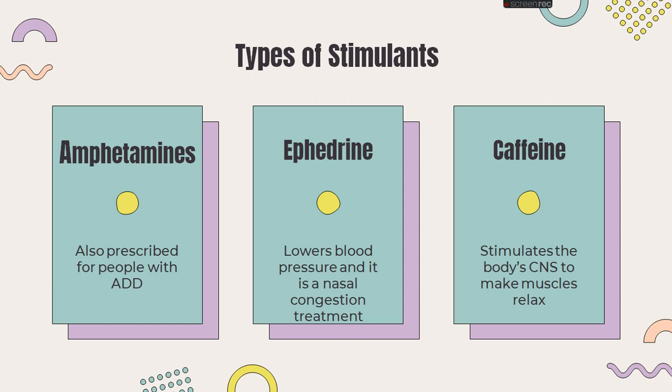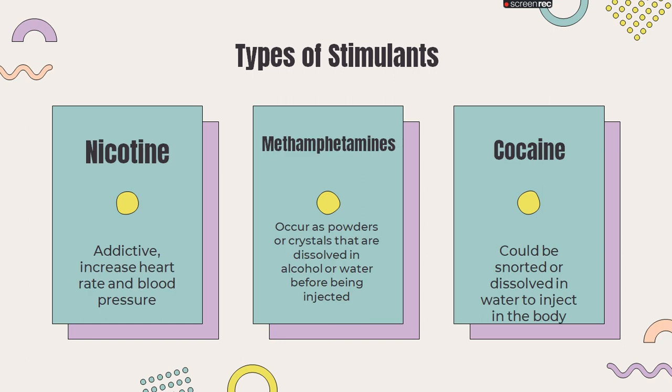We have different types of stimulants. We have amphetamines, ephedrine, and caffeine. Amphetamines are also prescribed for people with ADD. Ephedrine lowers blood pressure and is a nasal congestion treatment. And caffeine stimulates the body's central nervous system to make muscles relax. Even caffeine is a kind of stimulant, and you should limit yourself or watch yourself as you're taking coffee because you might have reached your limitation.